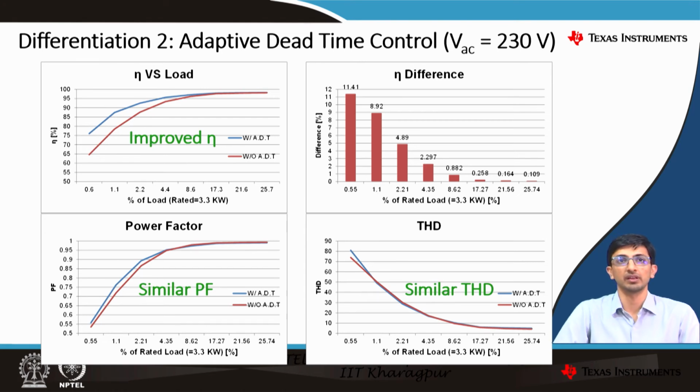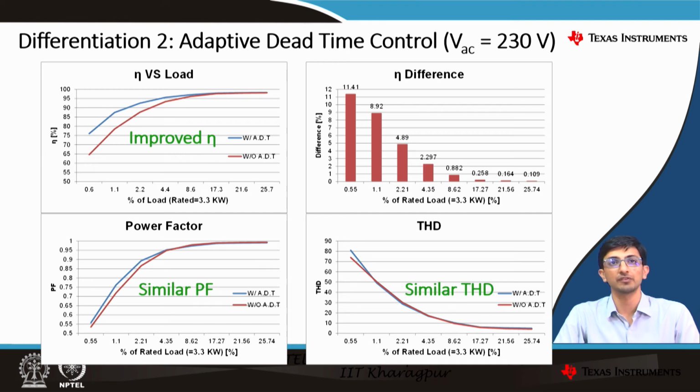As you can see here in the image, there are 4 parameters that we considered. One is the efficiency versus load, the second is efficiency difference, the third one is power factor, and the fourth one is THD, and we have compared both. One is without the adaptive dead time control, the other one is with dead time control. With dead time control is represented using the blue line, and without adaptive dead time control, that is using the conventional dead time, we have represented it using the red line.